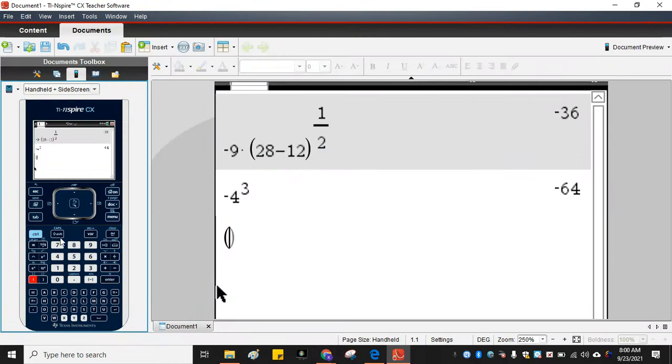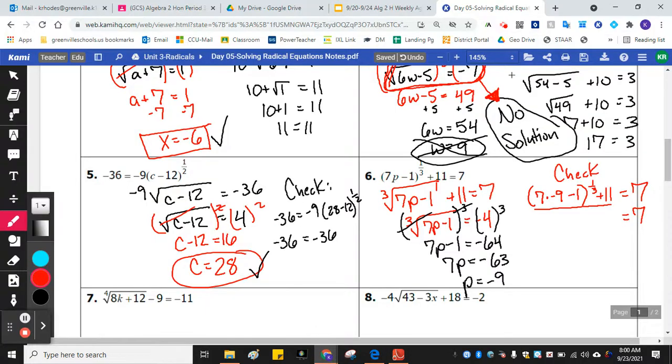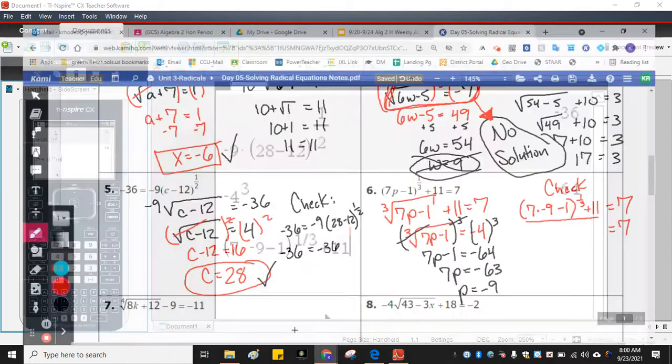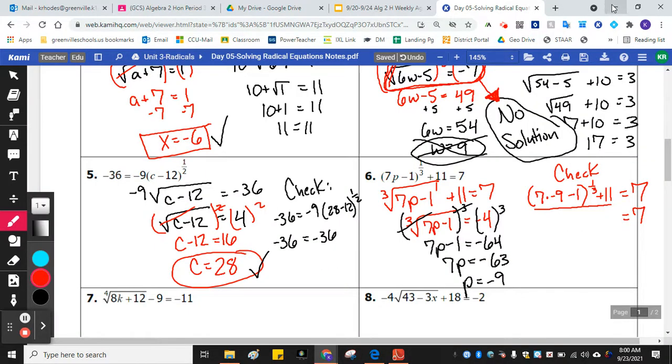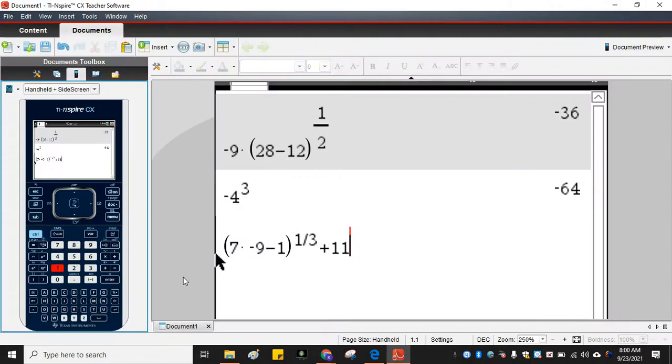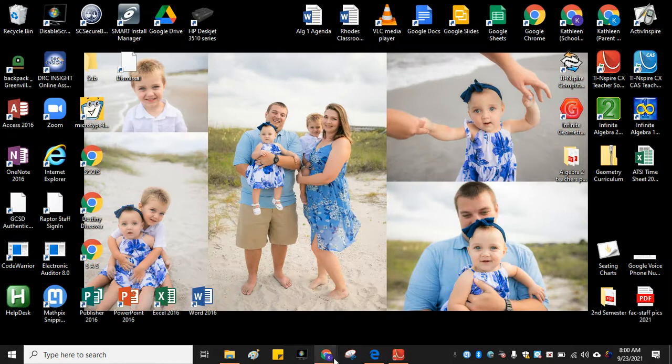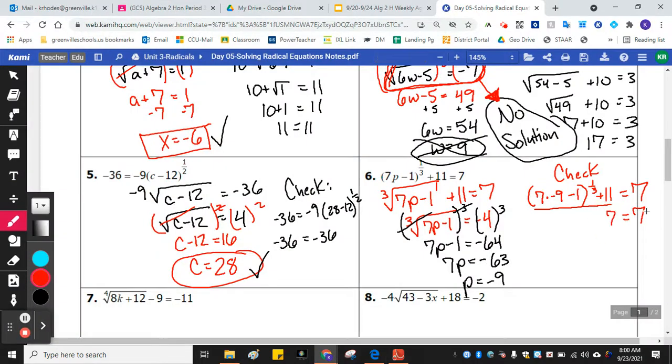So in parentheses, 7 times -9 minus 1 to the 1/3 plus 11. The whole side equals 7. So 7 equals 7. You know your answer is correct. Box it in.